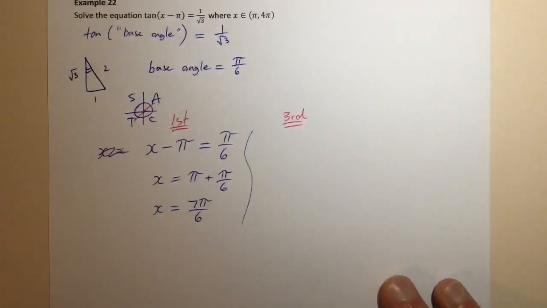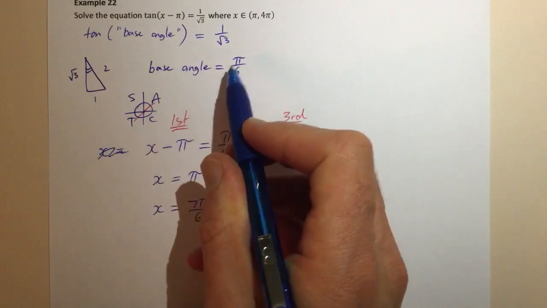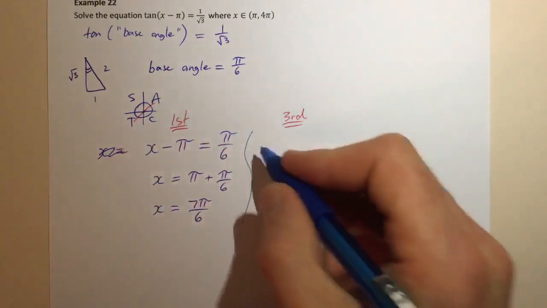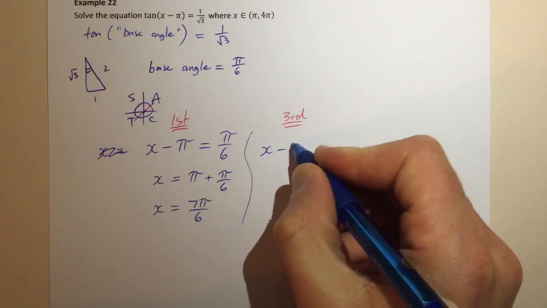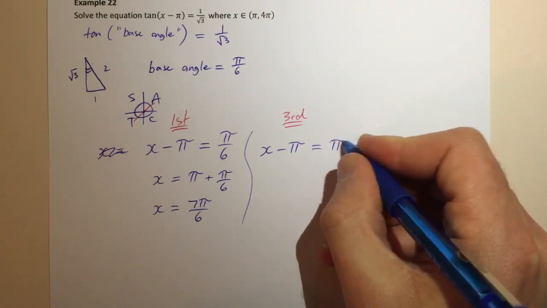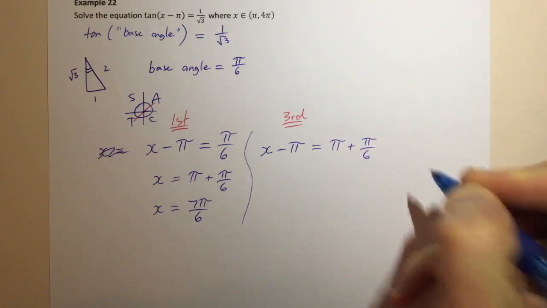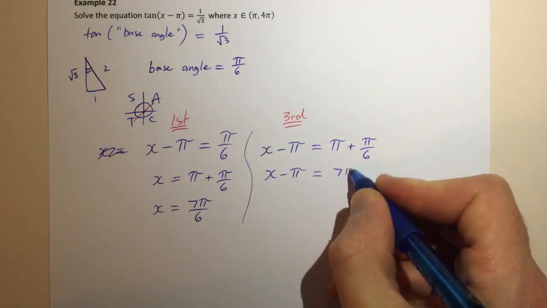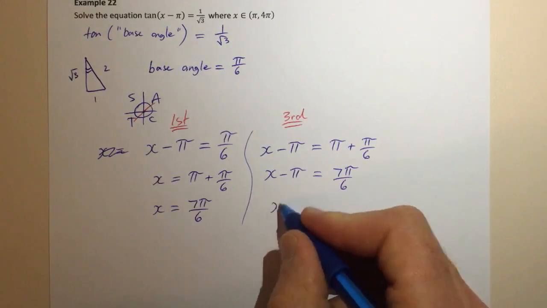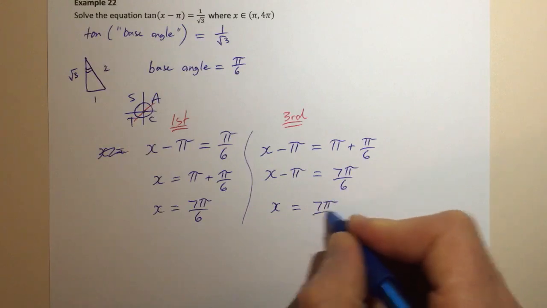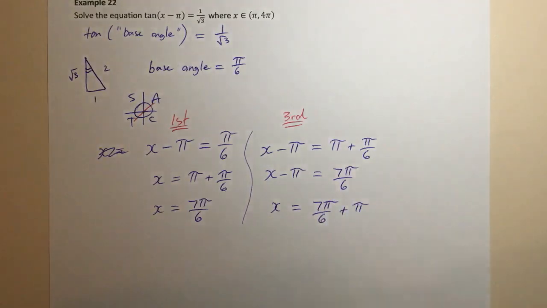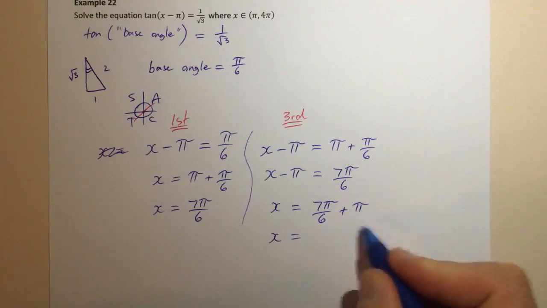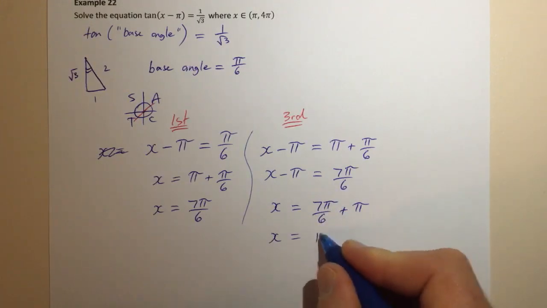From the third quadrant, if the base angle is pi on 6, then a third quadrant angle is really pi plus pi on 6. So I'm going to be saying that my angle, x minus pi, equals pi plus pi on 6. And therefore, x minus pi equals 7 pi on 6. And if I add the pi over, I get x equals 7 pi on 6 plus pi. That's 6 pi on 6, 7 pi on 6 altogether, which gives me 13 pi on 6.